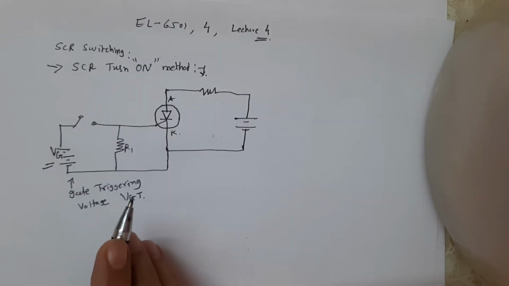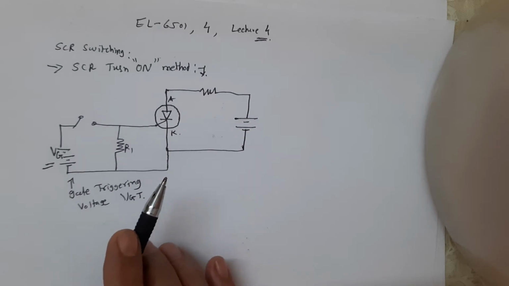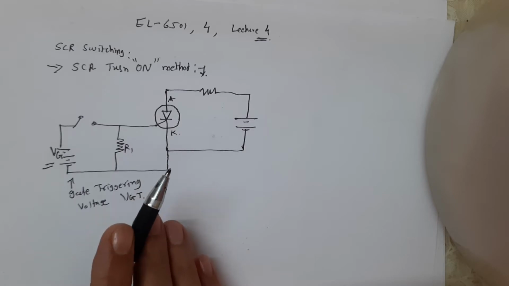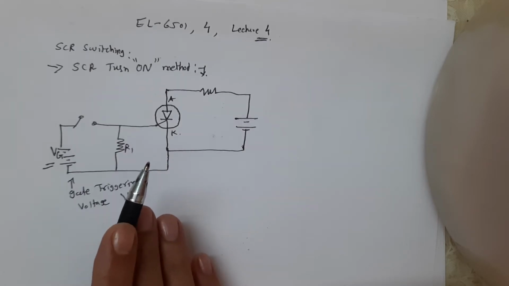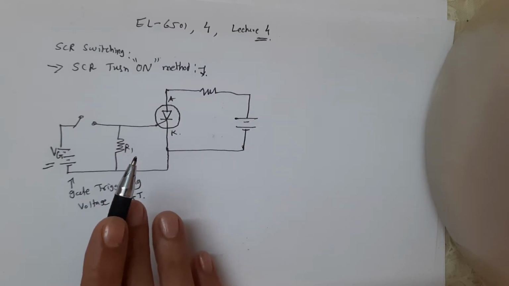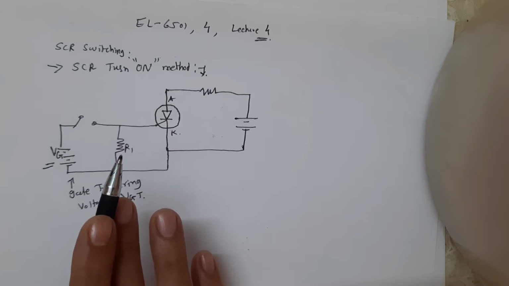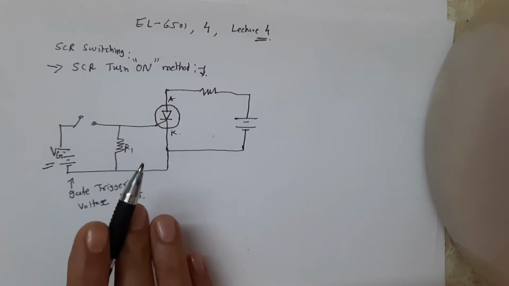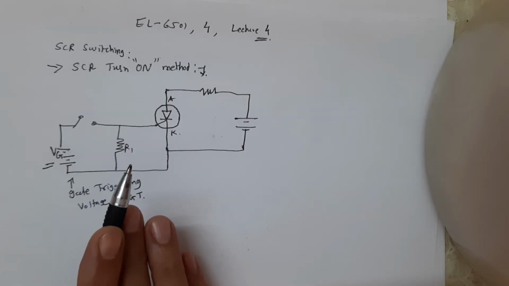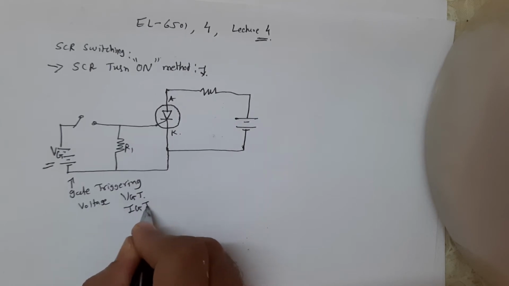I repeat, in order to turn on the SCR, the gate voltage VG is increased up to a minimum value to initiate the triggering. This minimum value of the gate voltage at which SCR is turned on is known as gate triggering voltage and it is denoted by VGT. The resulting gate current is known as gate triggering current IGT.